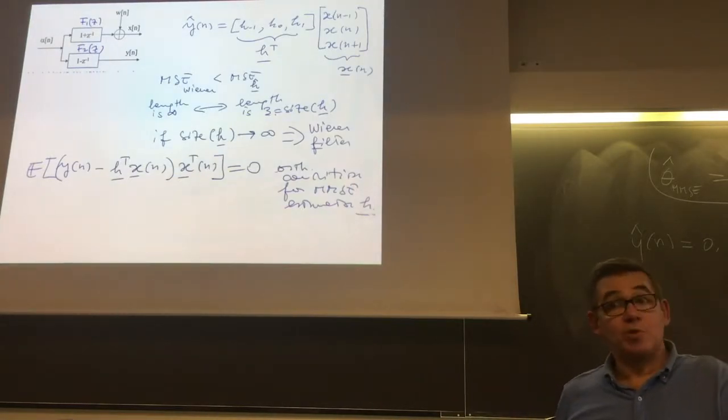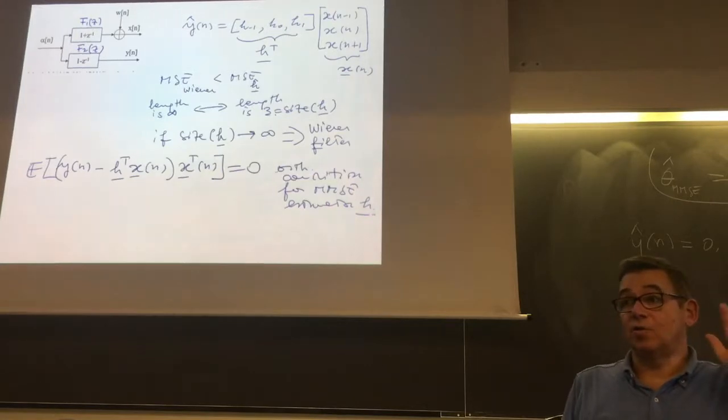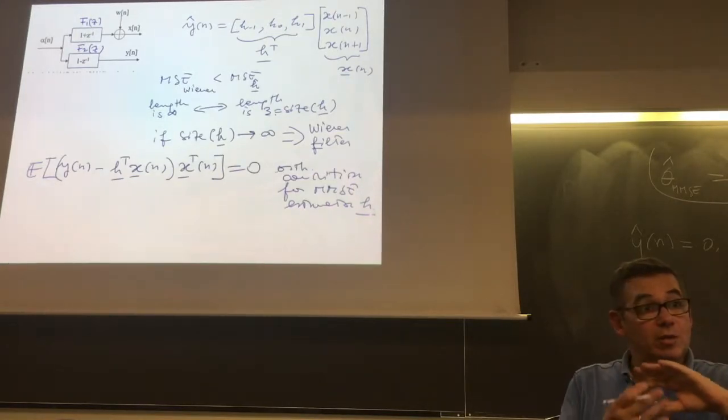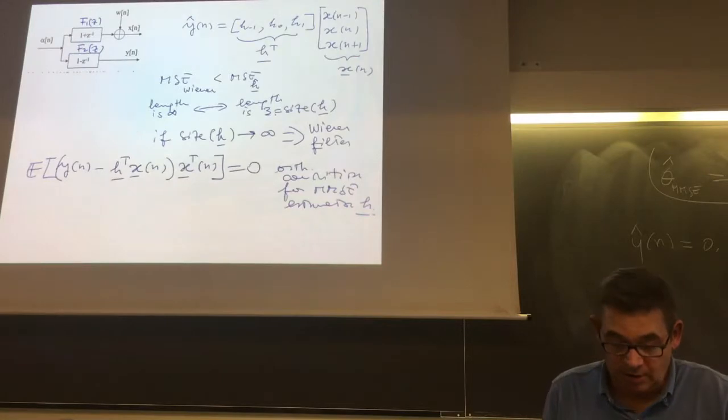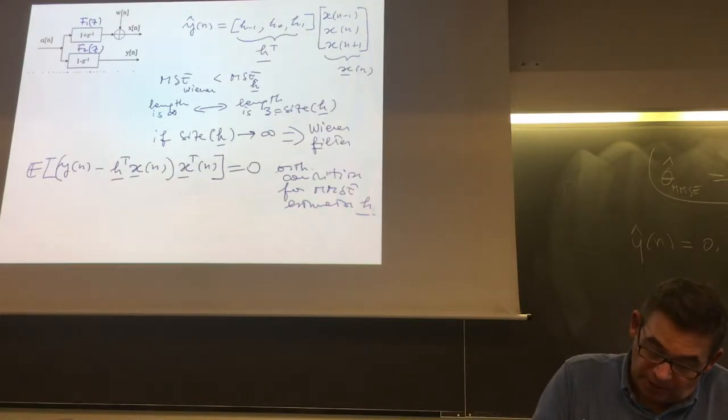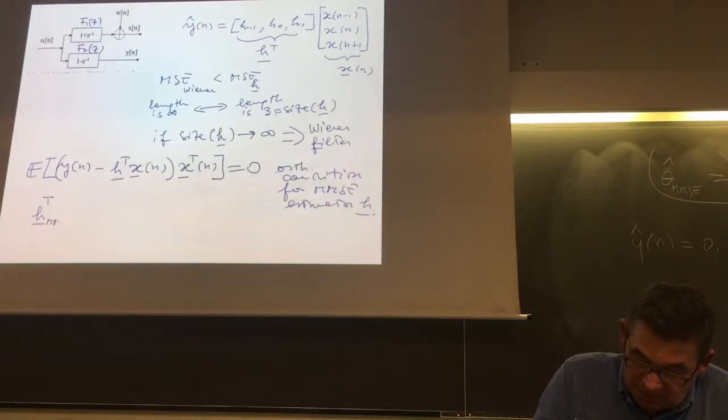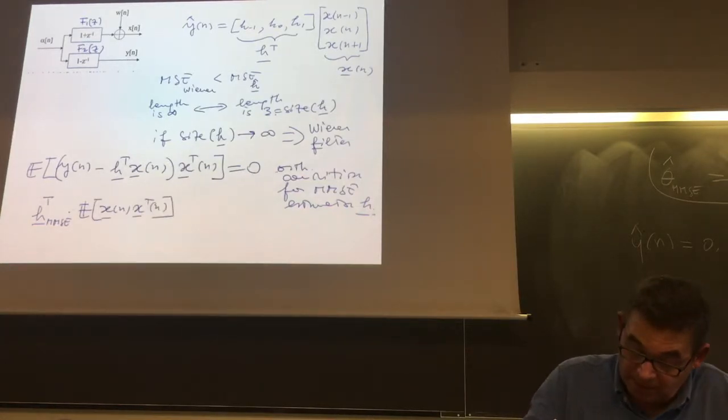Now, I'm doing a similar step as I did for the z-transform, except now I'm doing it with the vector of samples. So H transpose, which is the MMSE, if you like, times the expectation of x n x n transpose is equal to the expectation of y n x n transpose.